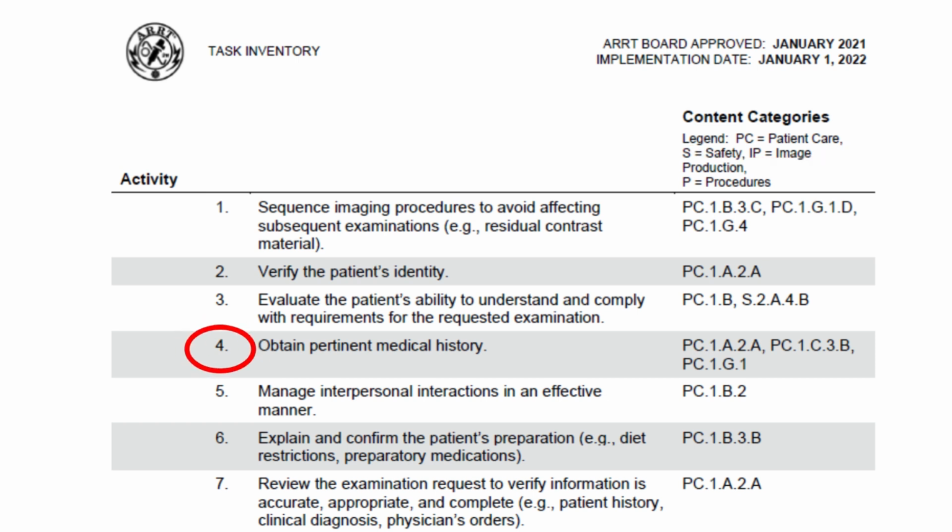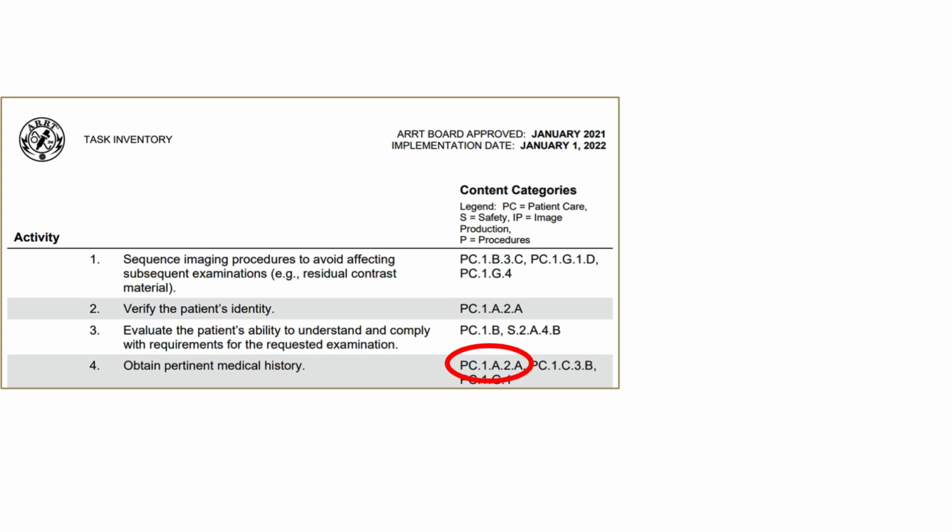Let's look at Activity 4 on this sample, Obtain Pertinent Medical History. Next to it, you'll see a code, PC.1.A.2.A. This is what we call content mapping, or sometimes content coding. That means this content code maps the task inventory to the content outline.